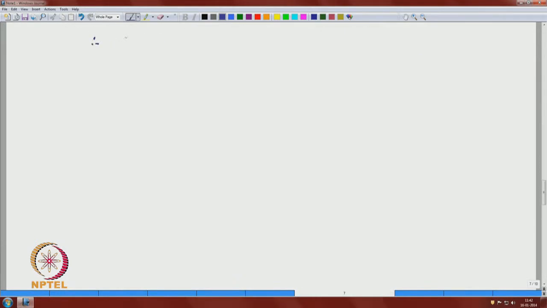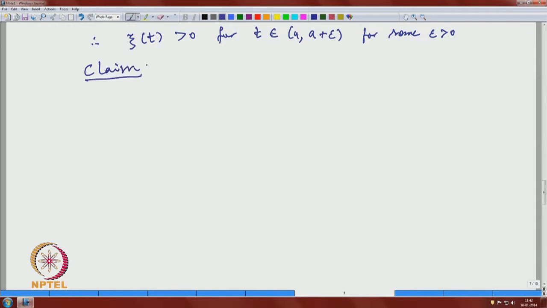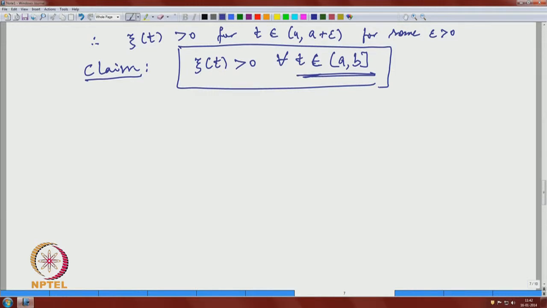Okay. So that is what we get. Therefore, j(t) is positive for t in a to a plus epsilon for some epsilon positive. Okay. So, claim, this is again a very simple calculus argument: j(t) is positive for all t in (a, b]. So, up to b, j remains positive. So, only at a it may be 0 or it may be positive. Okay. So, that is the claim. Once we have this, the proof follows very easily. And this is also a very simple calculus argument.